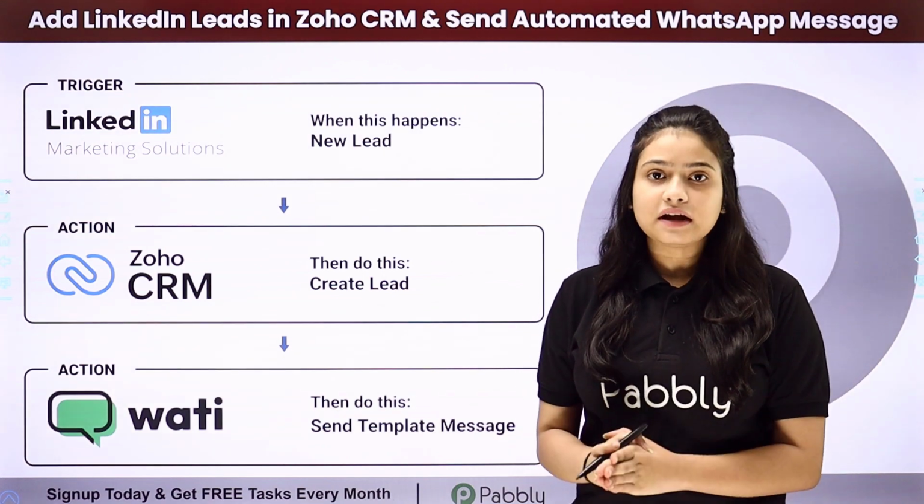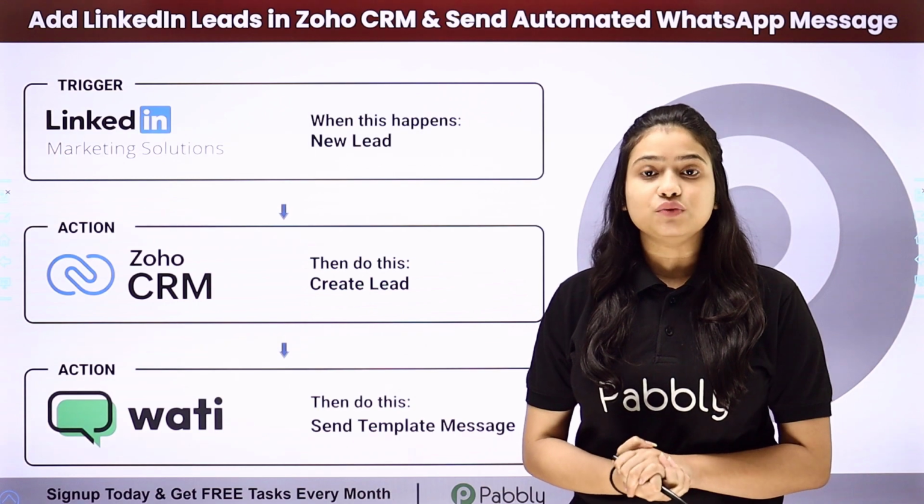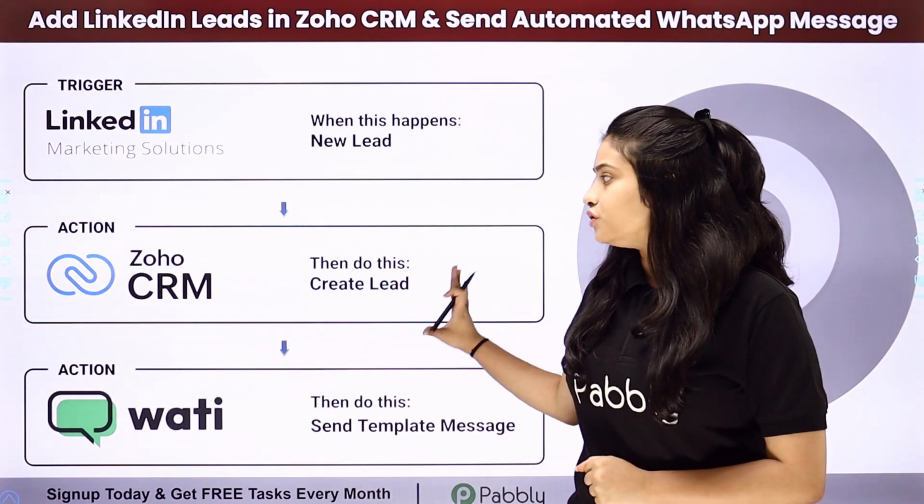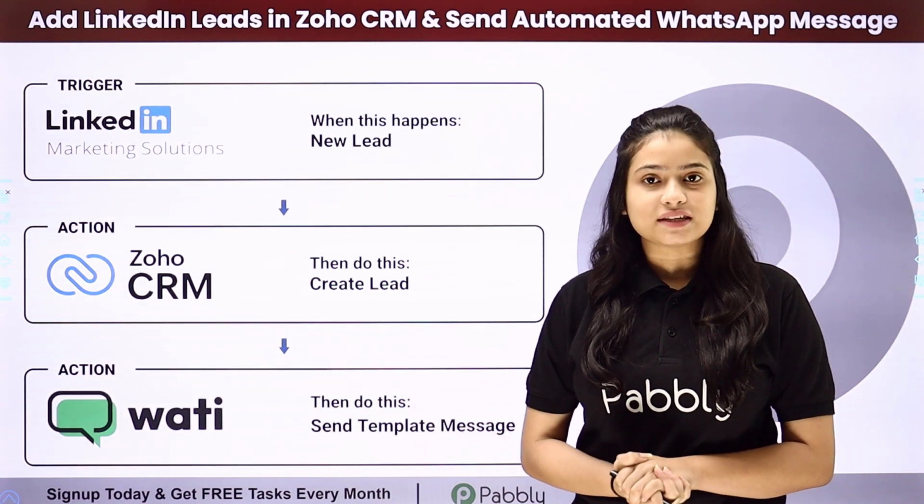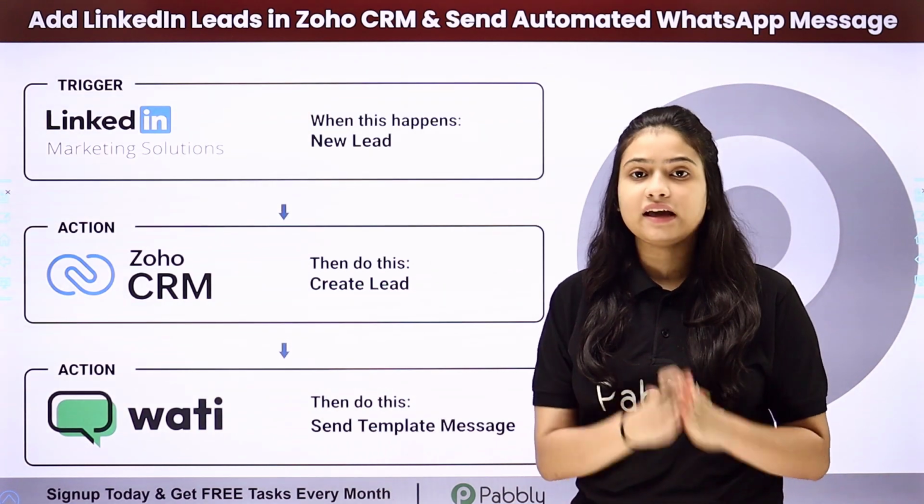Suppose I am running an ad campaign for my business in LinkedIn lead gen form, and I want that whenever a new lead will be generated through it, automatically the same lead should be added in the form of a new lead in Zoho CRM account. And at last I also want to send an automated WhatsApp message to the same lead. So how we are going to do this process automatically and effortlessly?